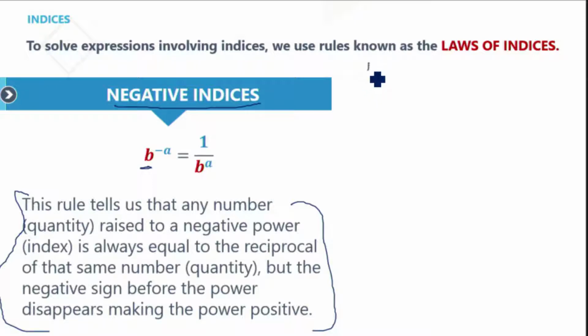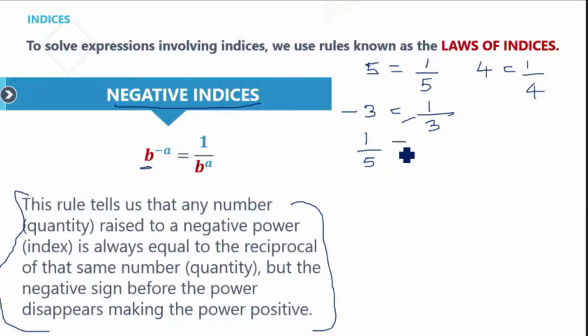For example, if we are asked to find the reciprocal of 5, it is equal to 1 divided by the number 5. The reciprocal of 4 is 1 divided by 4. The reciprocal of minus 3 is 1 divided by the number minus 3. Assuming you have the number 1 over 5 and you're asked to find the reciprocal, the reciprocal of a number is 1 divided by the number.